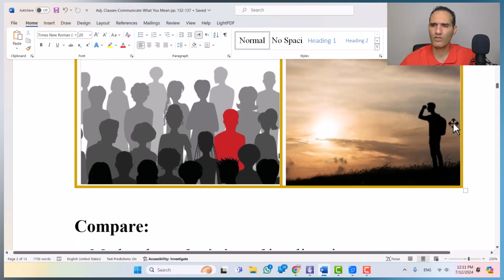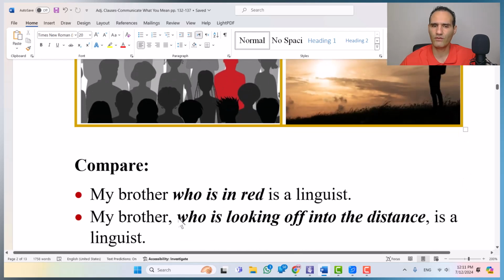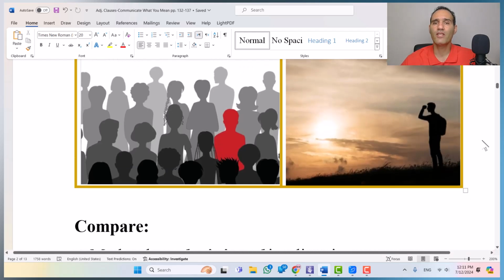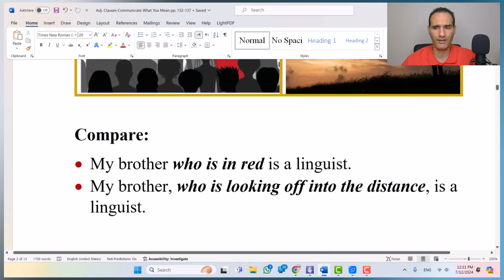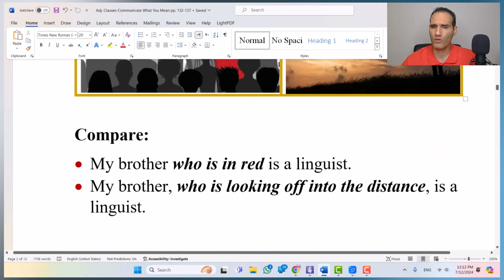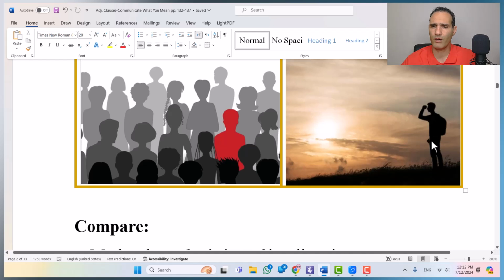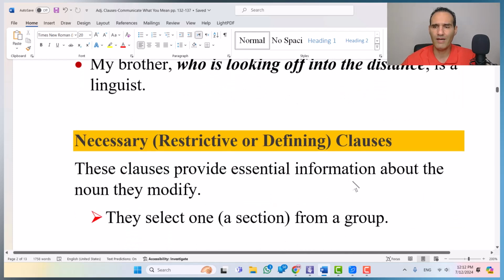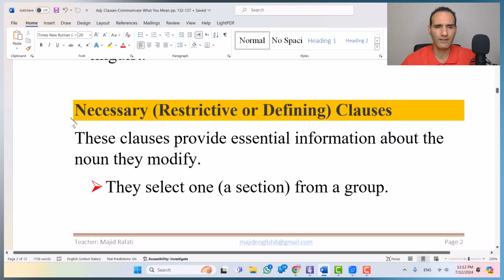But here, there is just one member. I don't need to select one from a list. Here, the adjective clause is unnecessary. So based on the context, based on the knowledge shared between the speaker and the hearer, sometimes we decide it is necessary or unnecessary. Here, the picture is telling us that there is just one brother. So this brother who is looking off into the distance is a linguist. My brother is a linguist, but here we want to select. That's why it is necessary. So I am just warming up your mind. Here I will explain in detail.